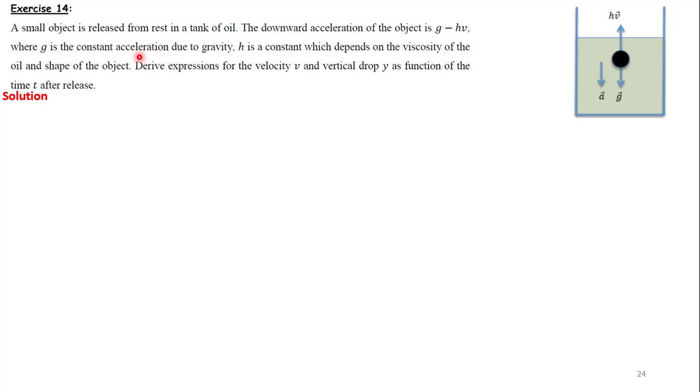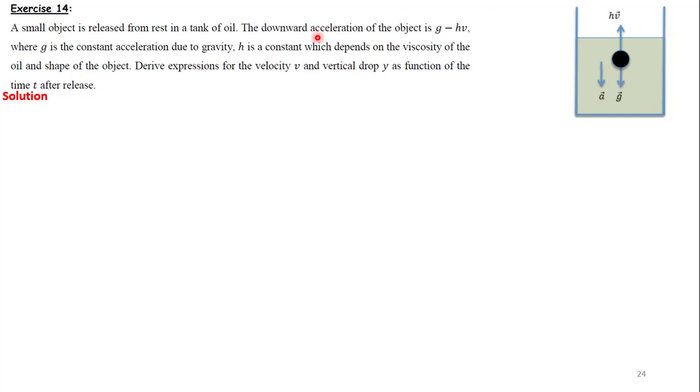Exercise 14. A small object is released from rest in a tank of oil. We have a small object which is dropped. It's released from rest and without an initial velocity. v0 is equal to 0 at t equals 0. So the object is released from rest in a container of oil.